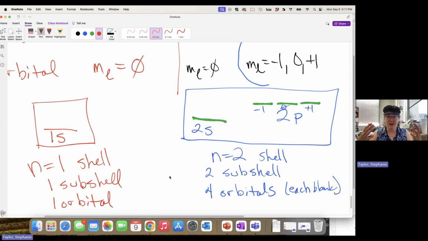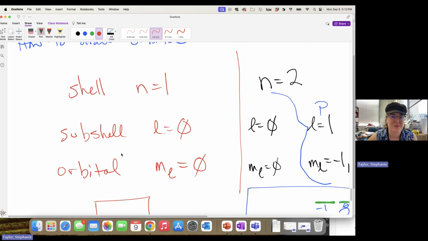Taking a broader look, the larger your value of n, the easier it is to differentiate, because once we get to 2, I've got 2 different subshells, and at least one of those subshells has multiple orbitals in it. Because we usually start low, they collapse a bit, and then we start to tell them apart as they go higher. So that's the difference between shells and orbitals.